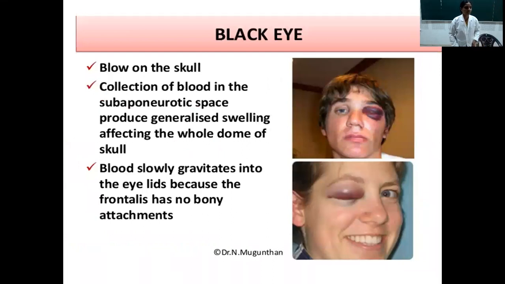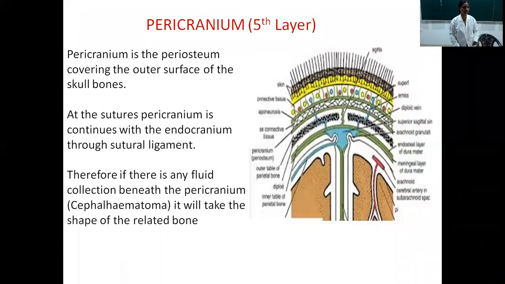Now the fifth layer is the pericranium. The pericranium is nothing but the periosteum of the skull. As you know, the skull bones are flat bones, so they have an inner surface and an outer surface, and both are covered by periosteum. The outer surface of the skull is covered by periosteum, which is known as the pericranium. Now all of you see the diagram. The pericranium is continuous between the two bones.